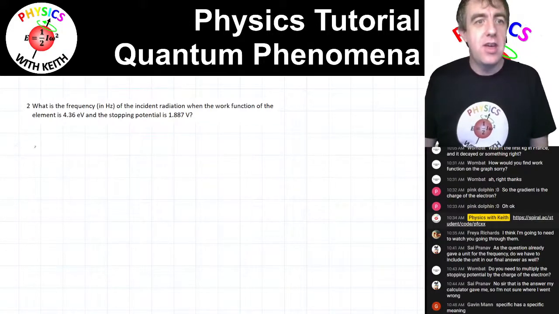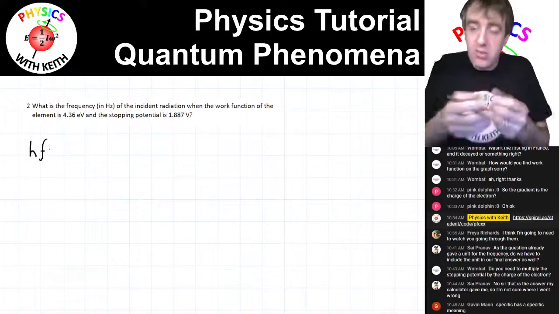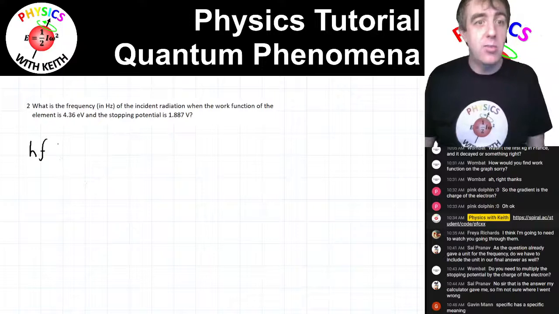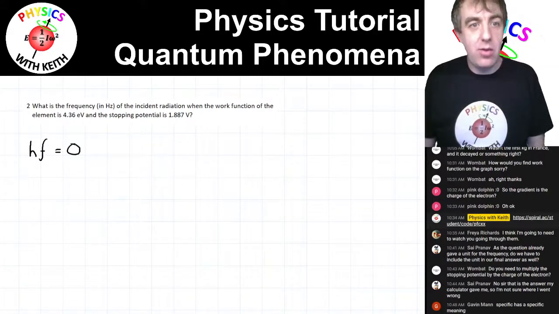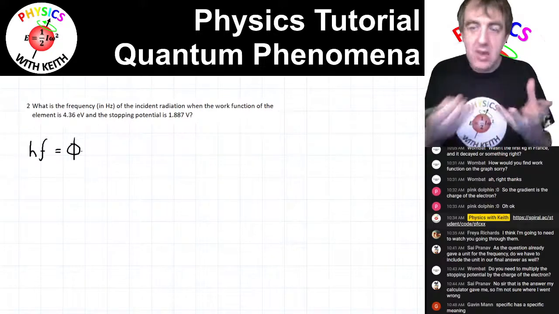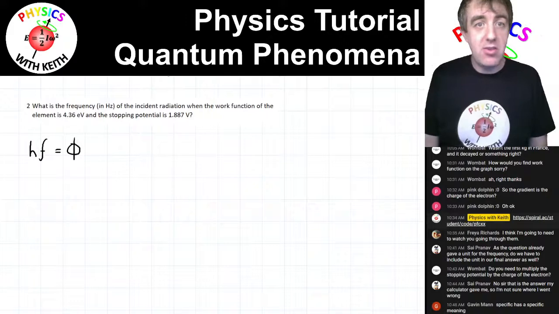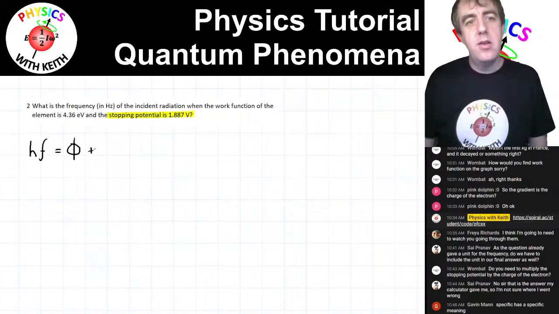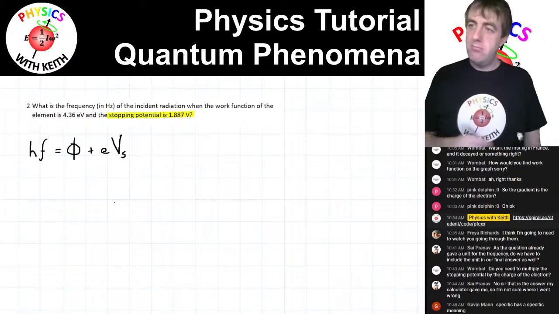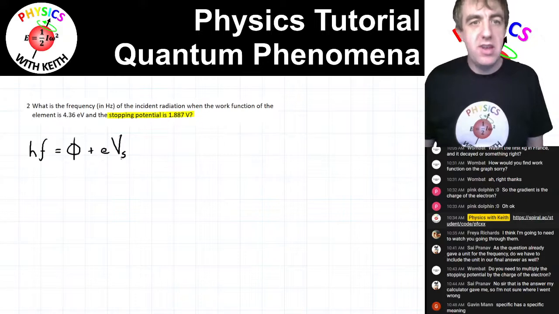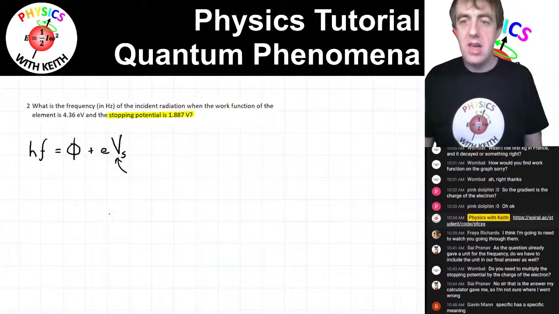So here we've got the same thing we had before, the energy of the photon. That's what we put into the metal surface. We spend the work function. So whatever we put in, we get out the work function. That's what we spend to get the electrons out of the metal surface. But also, we're now looking at stopping potential in this question. So we're also going to spend this amount to stop the electrons. This stopping potential here, Vs.